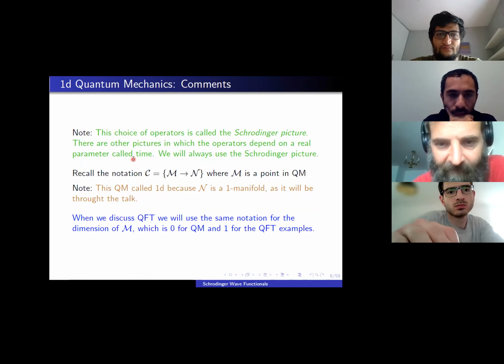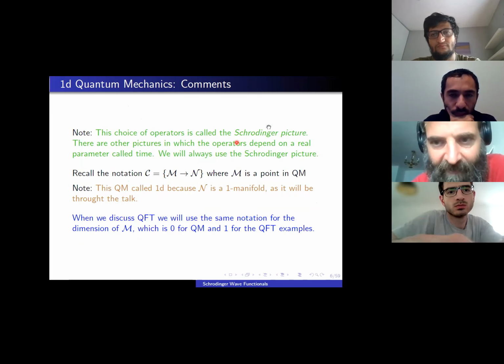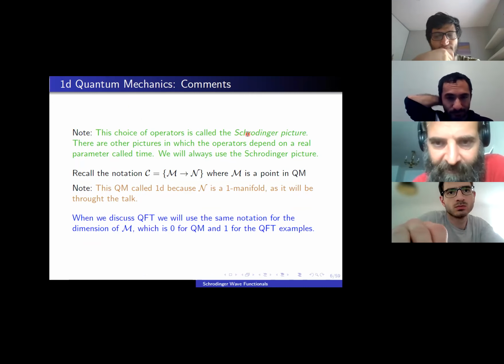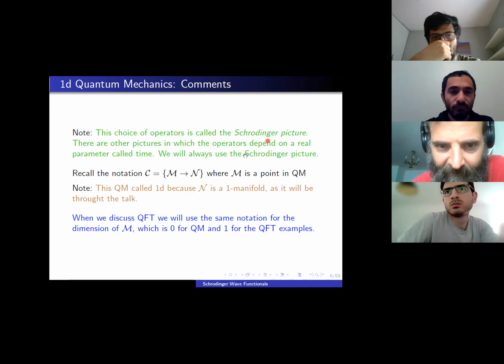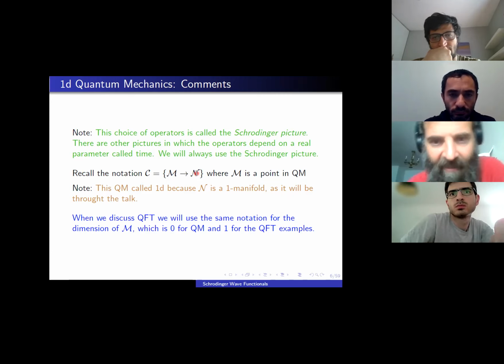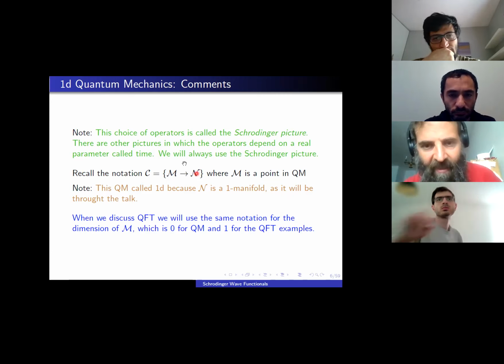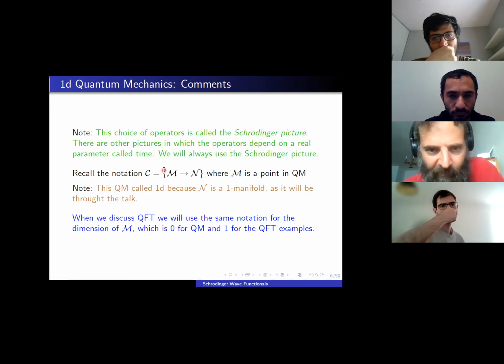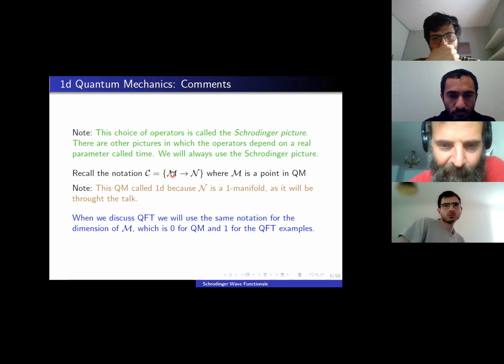Now let me just make a comment about my conventions. So this is what gets called Schrödinger picture in the literature. That's what I'm going to use throughout the talk. Now remember, this configuration space is a space of maps from M to N. And quantum mechanics corresponds to the case where M is equal to a point. So when I talk about dimension, so one-dimensional quantum mechanics, I'm talking about the dimension of N.